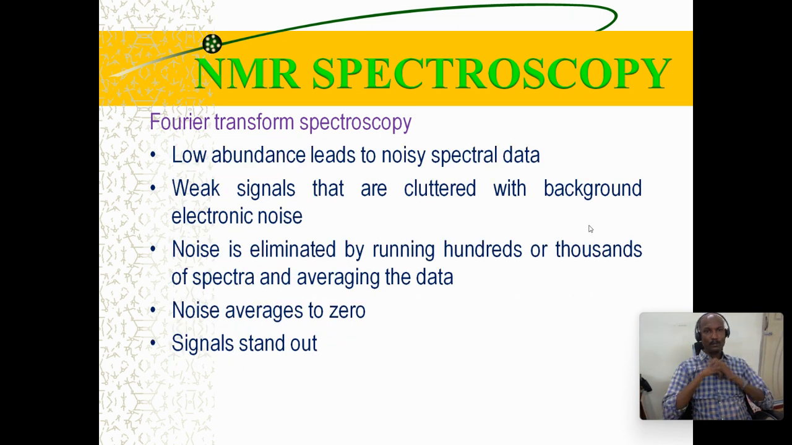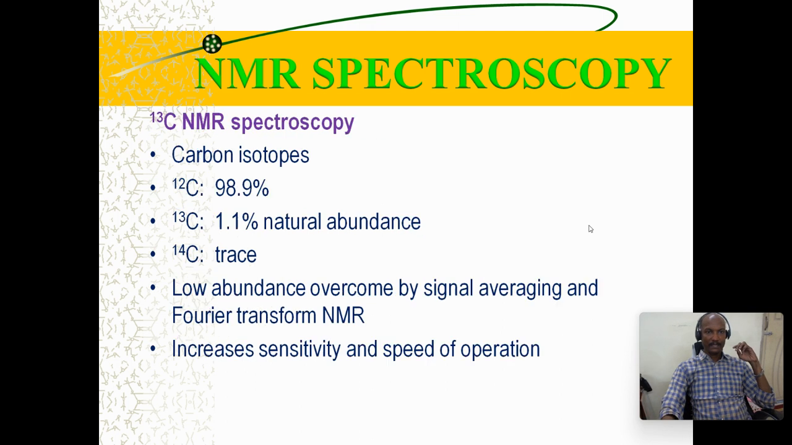Low abundance leads to noisy spectral data, and weak signals are cluttered with background and electronic noise. The noise is eliminated by running hundreds or thousands of spectra and averaging the data. Noise averages to zero, and the signals stand out in this way.